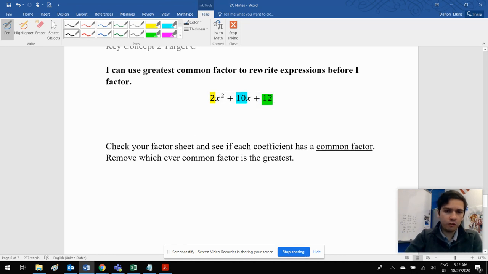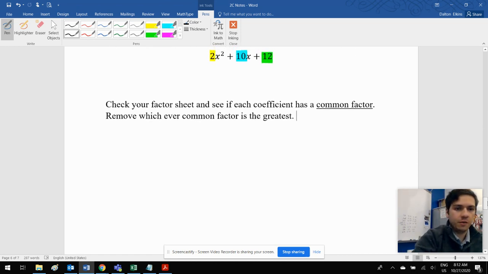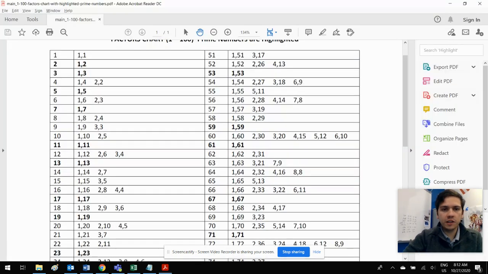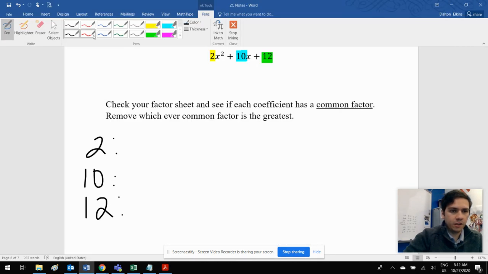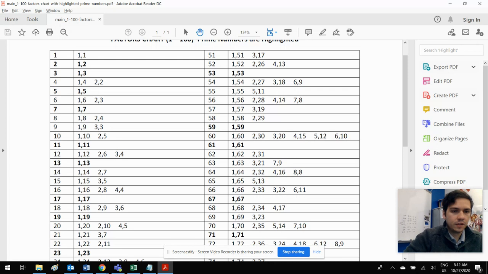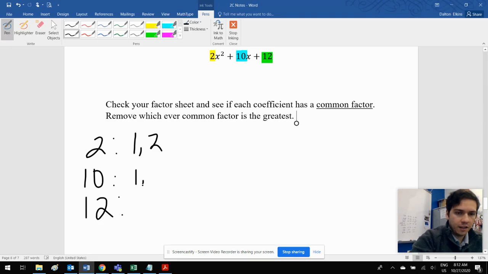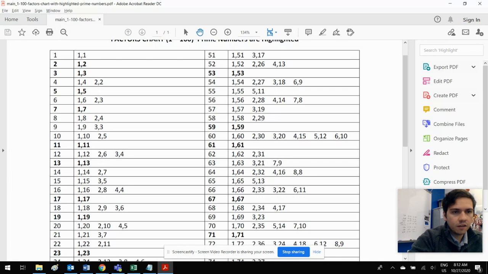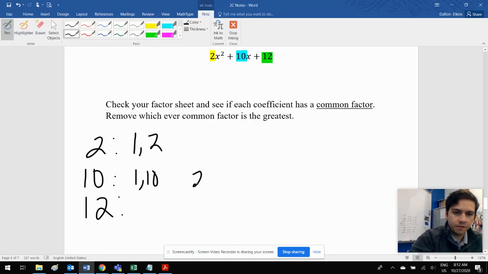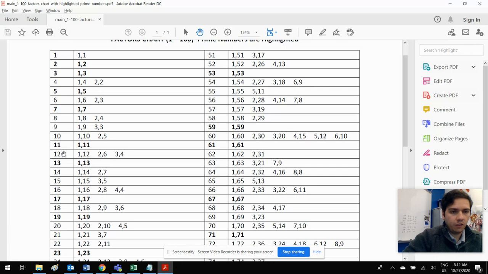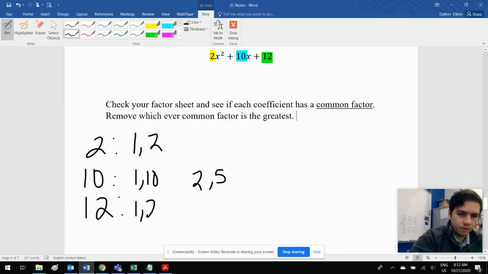So what we're going to do is check our factor sheet and see if each coefficient has a common factor. Remove whichever one we feel is the greatest. So let's look at each of these coefficients here. We have 2, we have 10, and we have 12. So we look at the factor sheet. 2 has the factors of 1 and 2. 10 has the factors of 1 and 10, and 2 and 5. And then we'll look at 12, which is 1 and 12, 2 and 6, and 3 and 4.